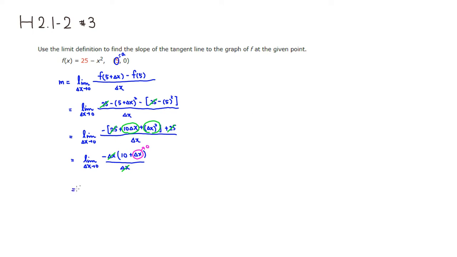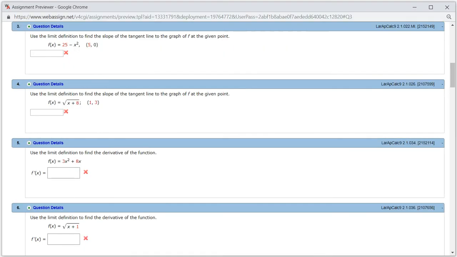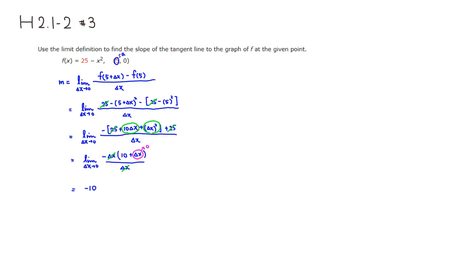So the slope of the tangent line to the graph of f of x at (5, 0) is negative 10. Let's type it in. We have negative 10. Let's check the answer. It came back and looks like we got this one correctly. That's it. I hope that this was clear.